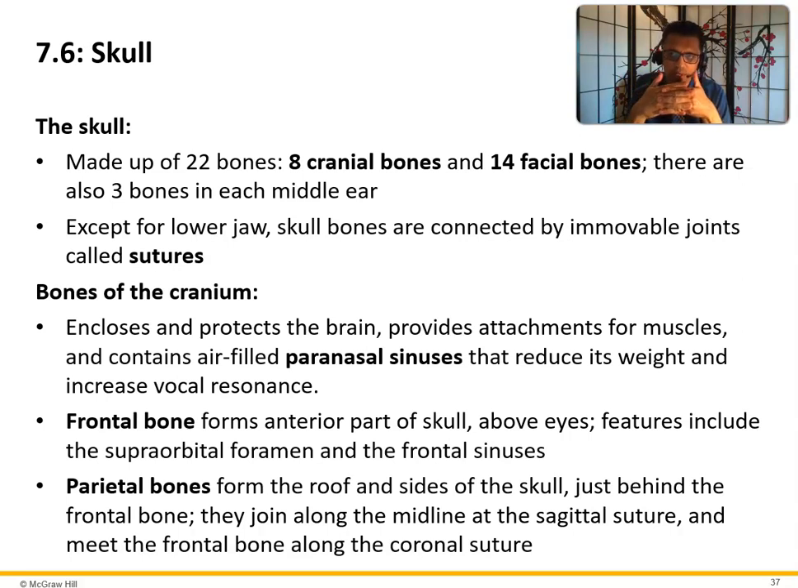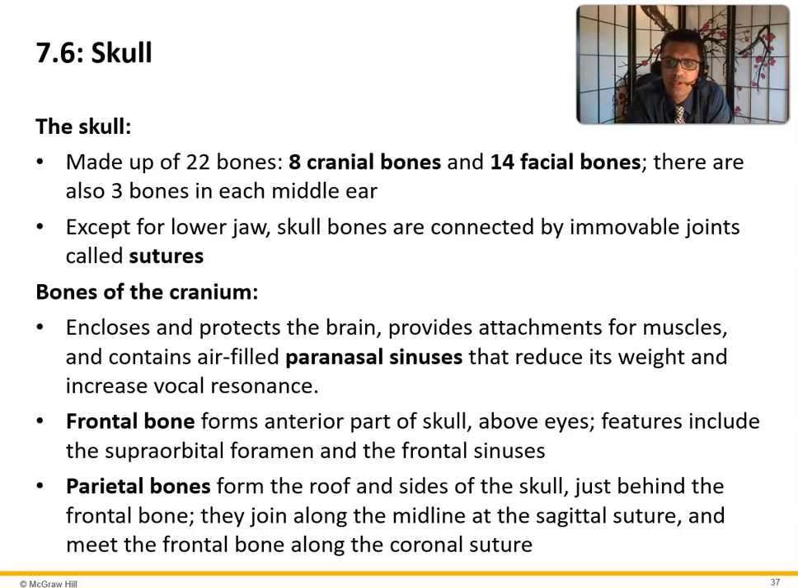Okay, so you can't really say, hey, move my frontal bone. You can't really move that bone, but the hyoid bone is here, and the jaw bone is really the one that you can move. The bones of the cranium enclose and protect the brain, provide attachments for muscles, and contain air-filled paranasal sinuses that reduce its weight and increase vocal resonance.